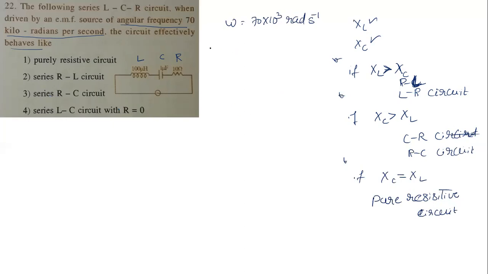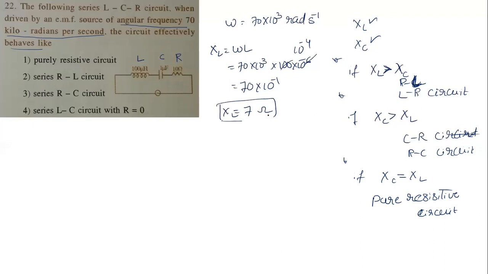Let us first find XL. The XL formula is omega L. Omega is given directly, so no need to convert to linear frequency. It is 70 into 10 power 3 into the inductance L, which is 100 microhenry, 100 into 10 power minus 6. The powers combine to 10 power minus 1, so it becomes 7 ohm.